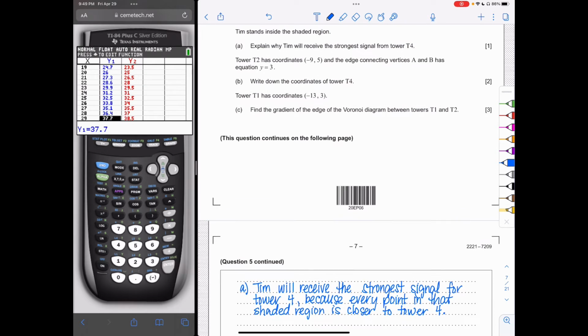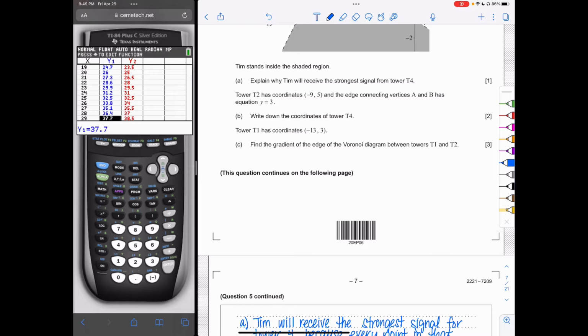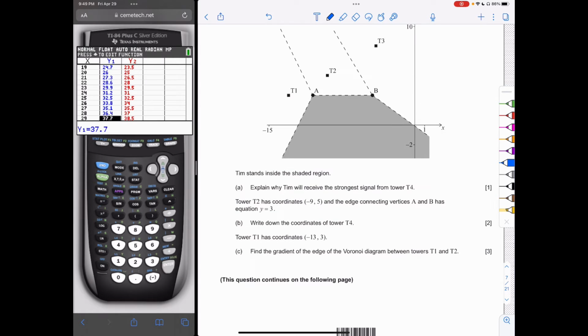All right. So then it says Tower 2 has the coordinates of negative 9, 5. So what I'm going to do is I'm going to label it. So Tower 2 has the coordinates of negative 9, 5. And it says, and the edge connecting vertices A and B has an equation y is equal to 3. So I know here, for this line, this will end up being y equals 3 here. So that's a horizontal line. So they're asking us to write down the coordinates of Tower 4.